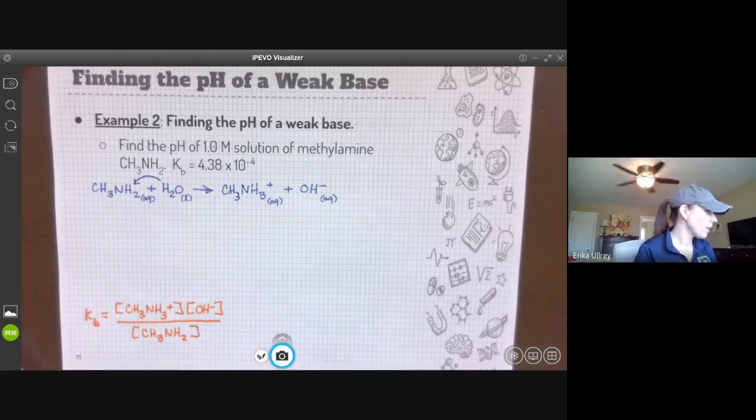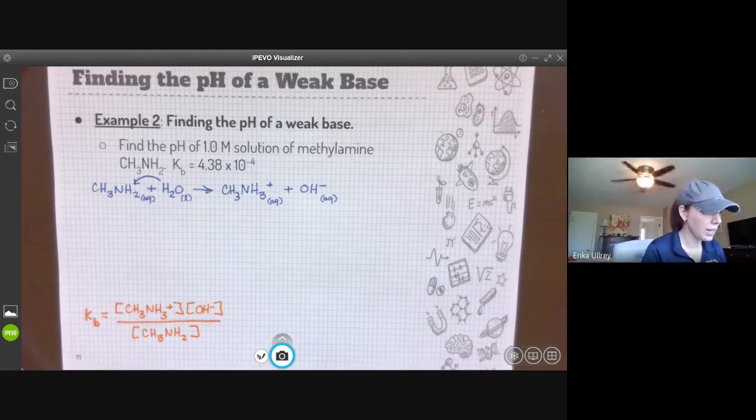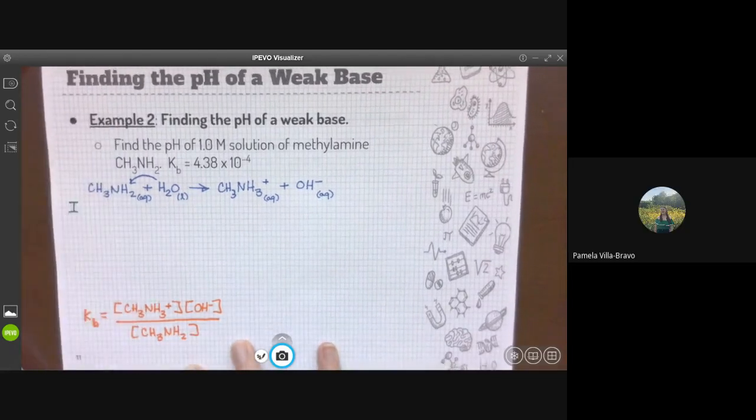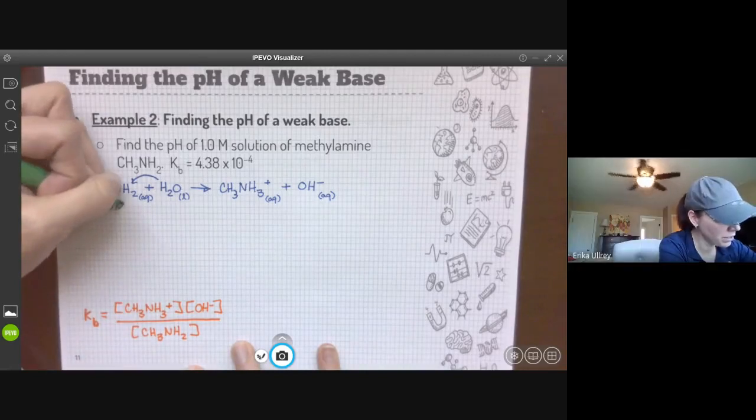All right, so that was step number 2. We just took care of that. So where do we go from here? What's our next step that we need to follow? Pamela, what's next? We'll have to do the ICE table. Yeah, and how would I set up the ICE table? What's going to be my initial? So for the initial, we're going to need 1.0 molar. Good.